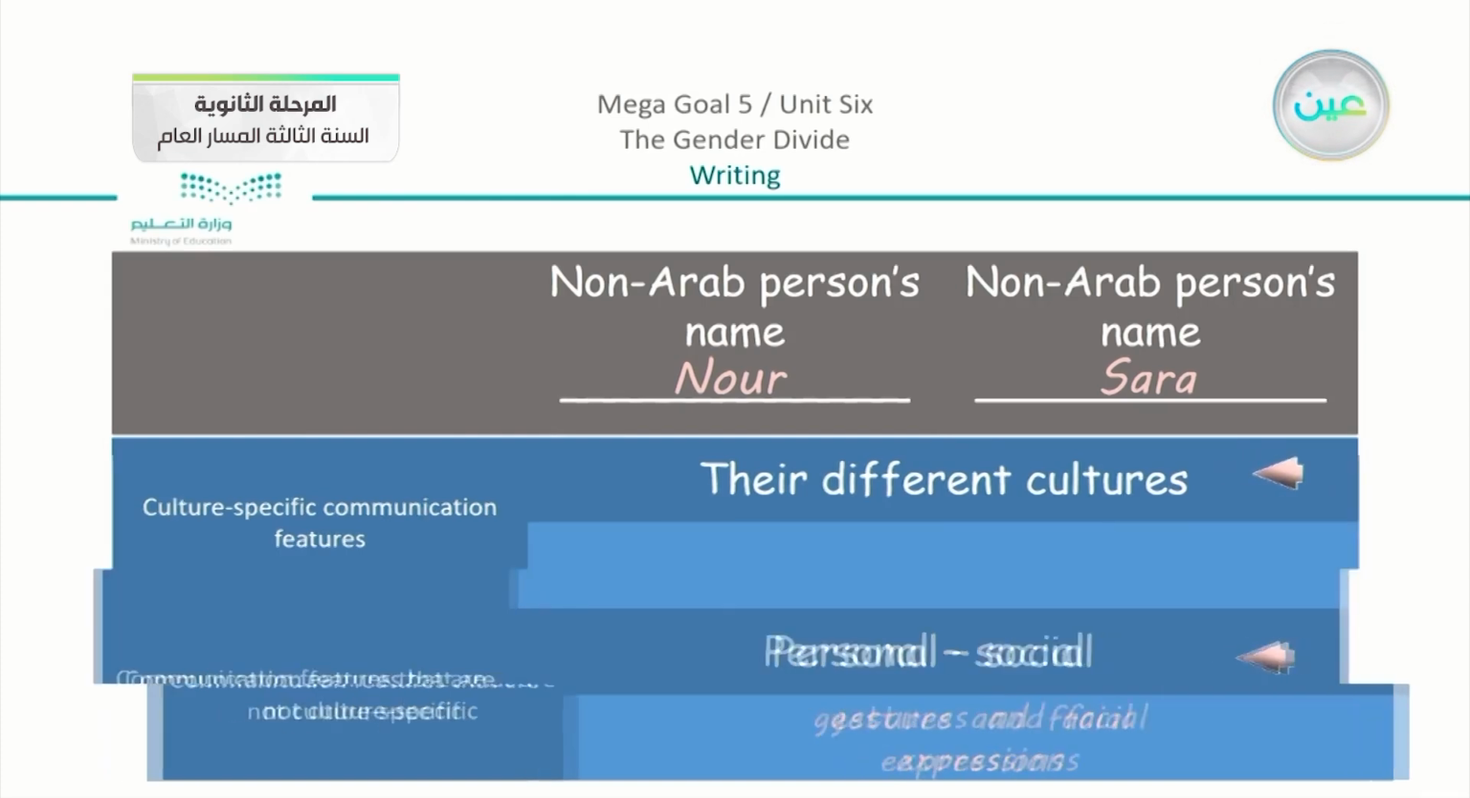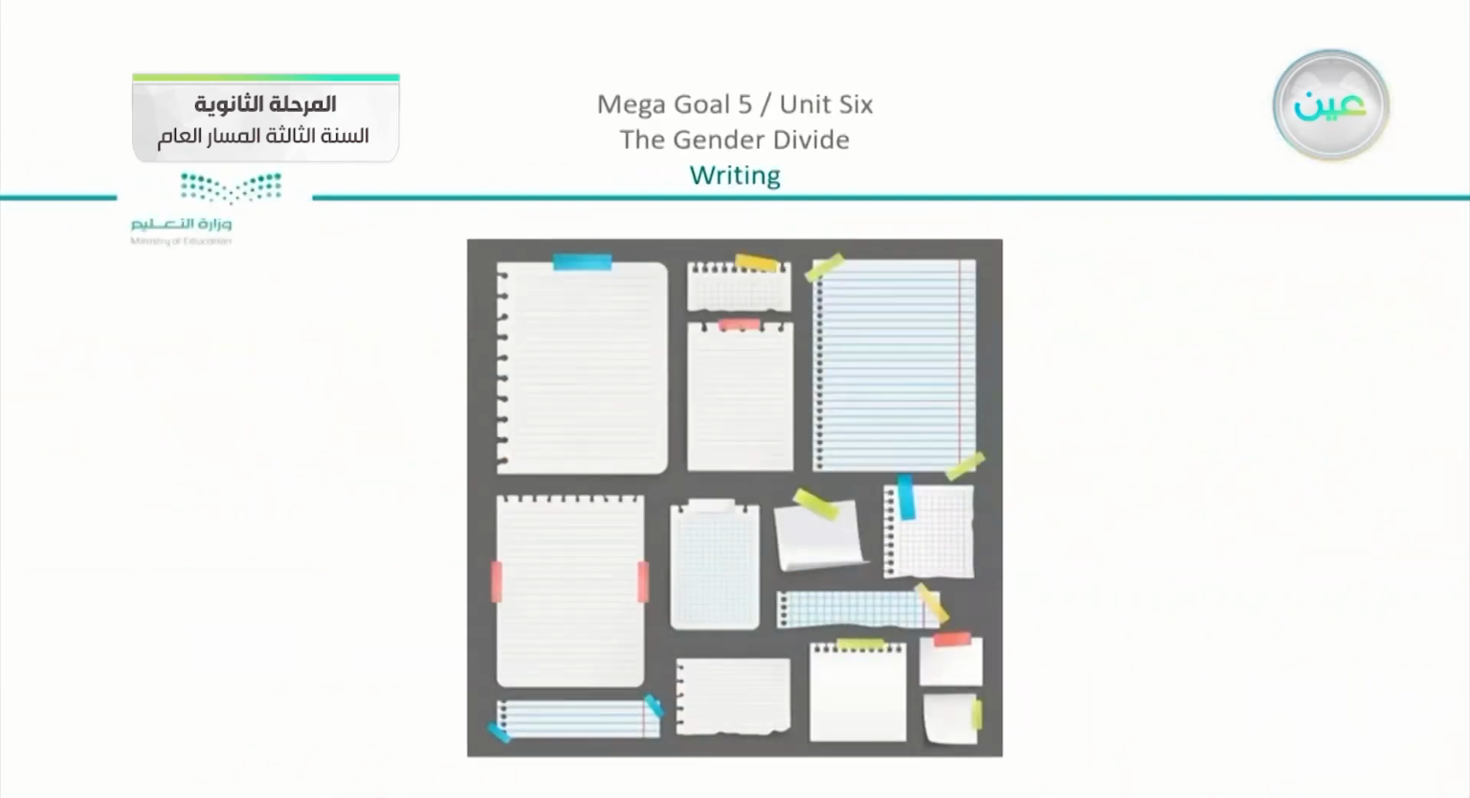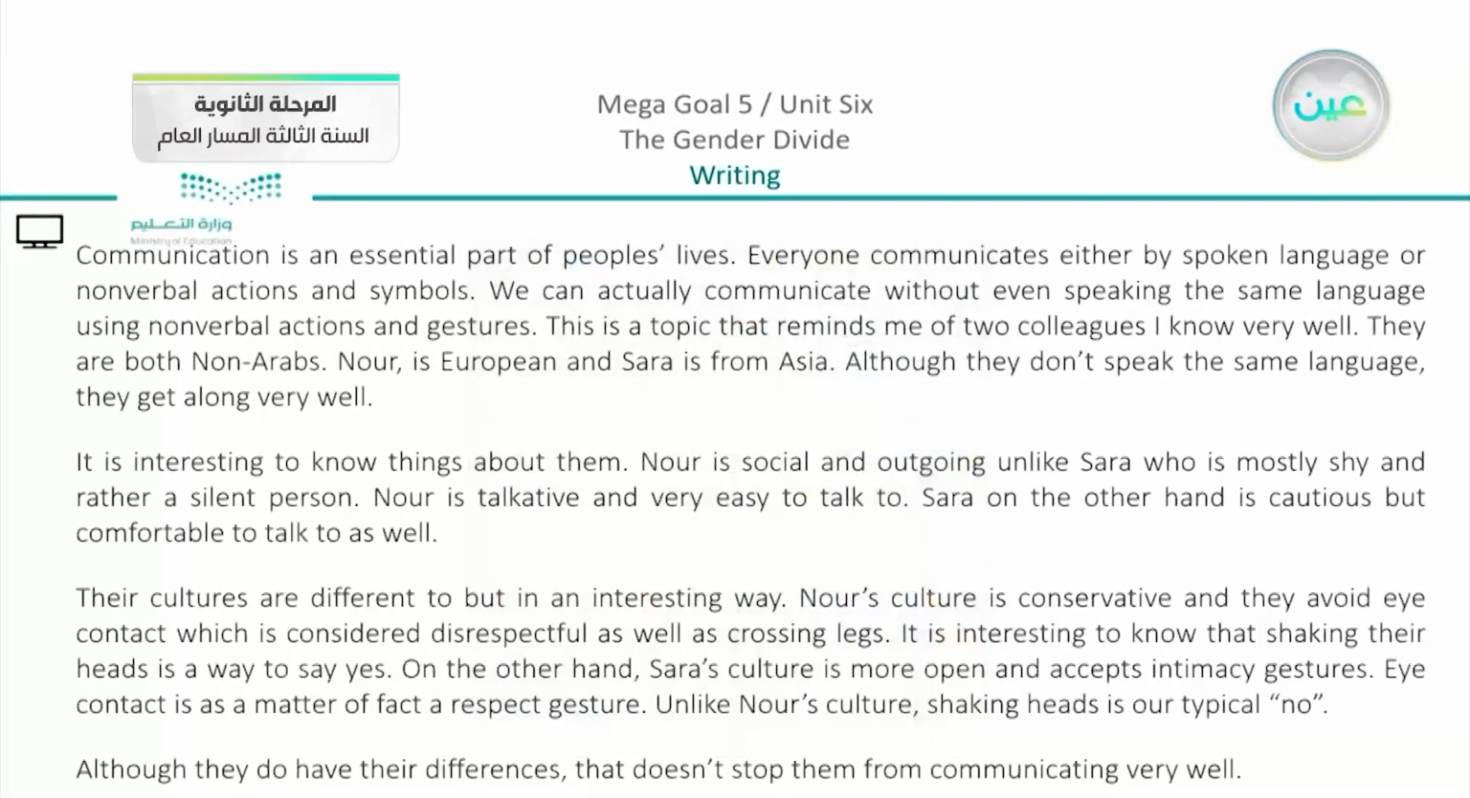the essay. Now we were asked to write a comparative essay, which is to explain how two subjects are either similar or different. We used our notes, and within the notes here, we can complete the essay that we have here. You can see that we have the introduction or the main paragraph, we have the thesis, and after that we have the body, and at the end we have our conclusion.